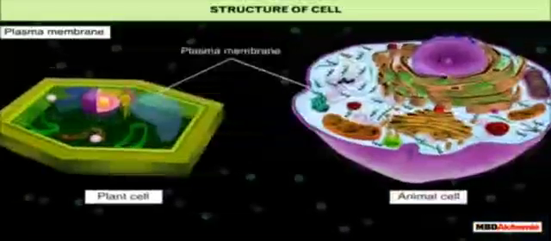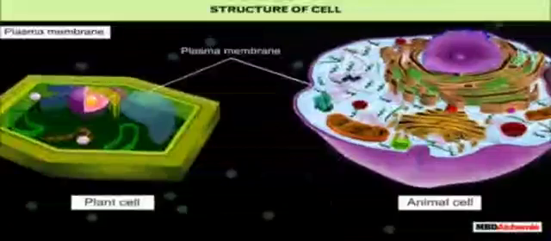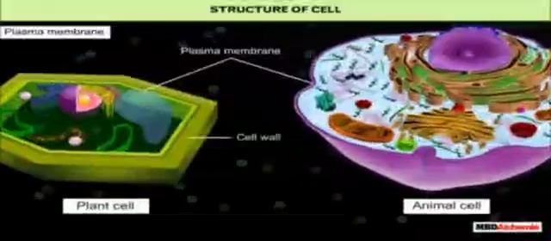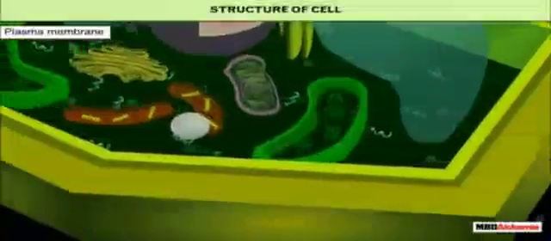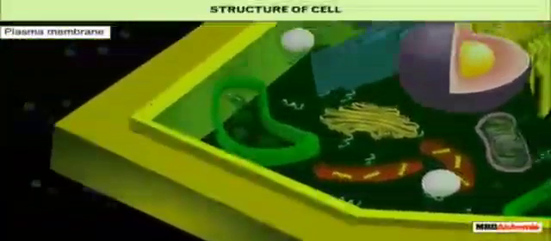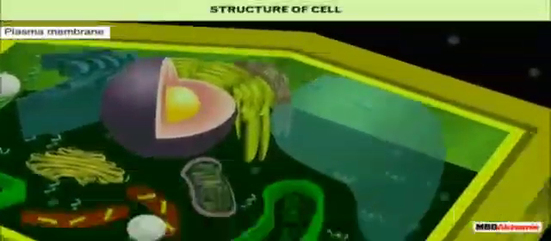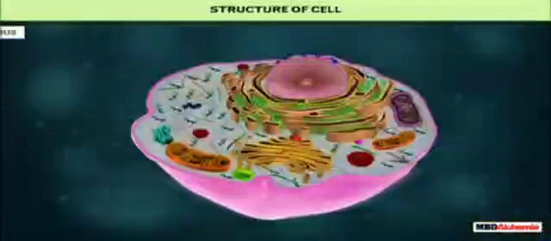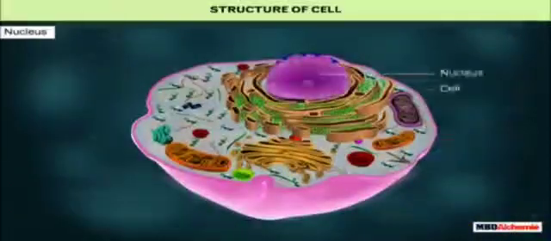In addition to plasma membrane, plant cells have an additional thick outer layer called cell wall. The cell wall is mainly composed of cellulose and lies outside the plasma membrane. It provides rigidity to the cell. Nucleus. Nucleus is the most important part of the cell which controls all the activities of the cell.